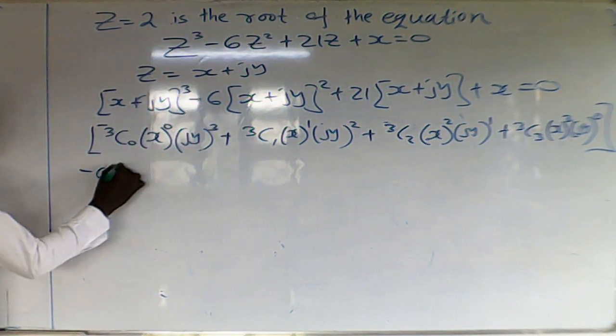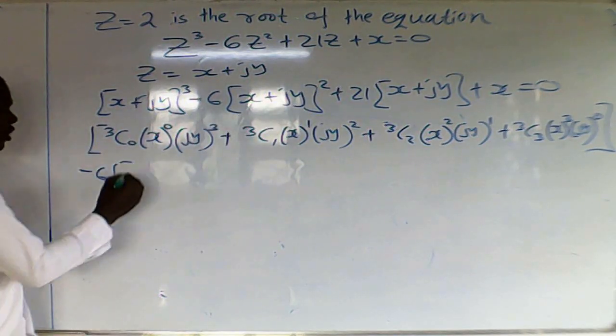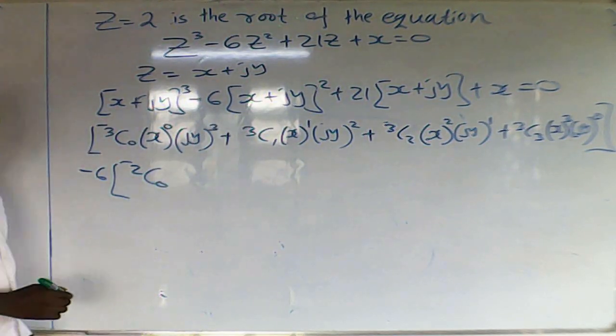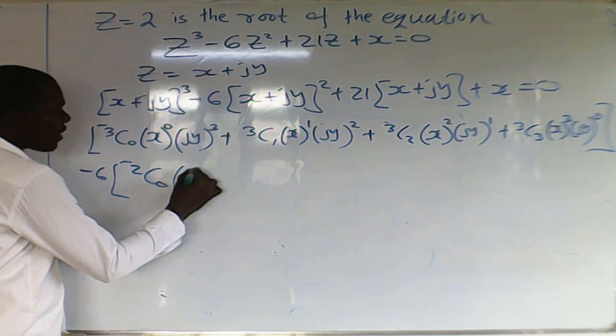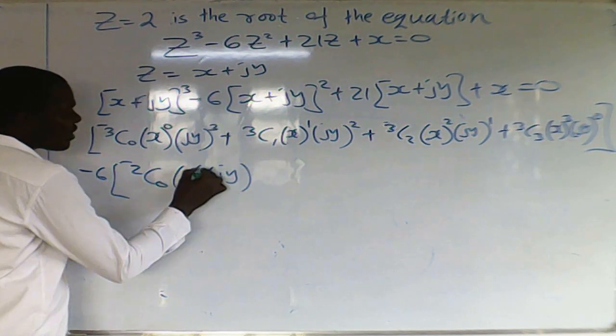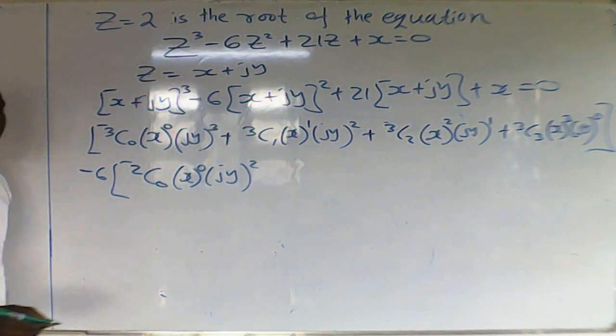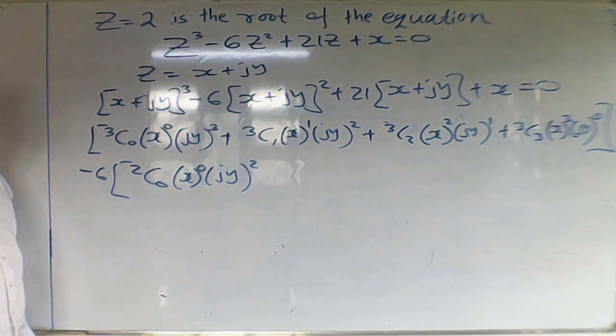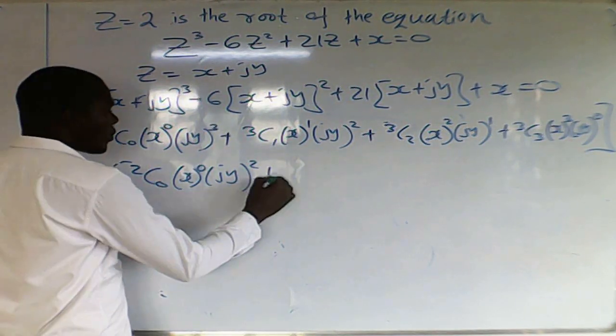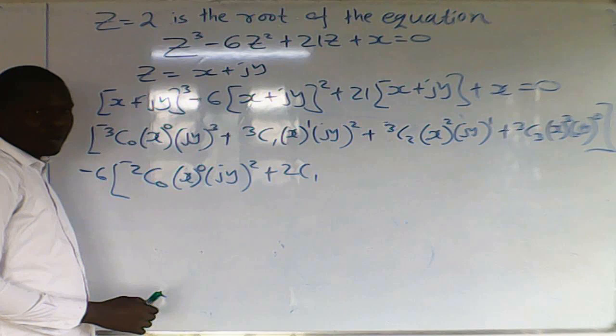Minus 6 into raised to power 2. It means we start with 2 combination 0, isn't it? Then we have x and jy. So x is raised to power 0, jy is raised to power 2. The x to power n, isn't it? Then the next we have 2 combination 1.